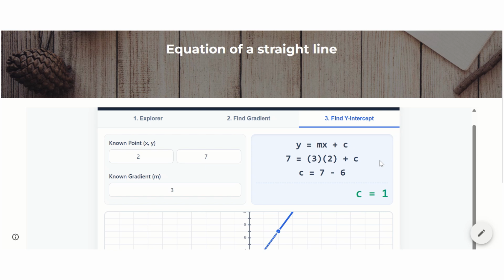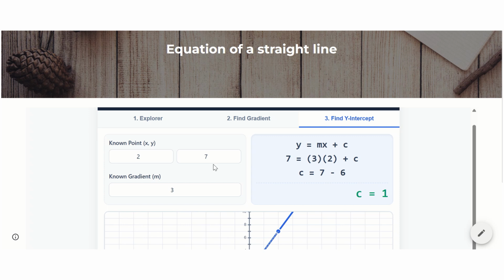Hello students, so we've come to the last part of this lesson package for finding equations of a straight line, and that is finding the y-intercept value. In this part of the lessons, we're just going to find the y-intercept using algebra, and then we're going to verify the results that we obtain for the y-intercept value graphically.